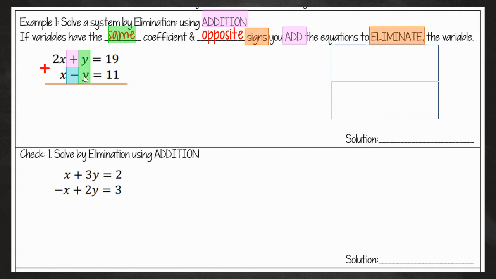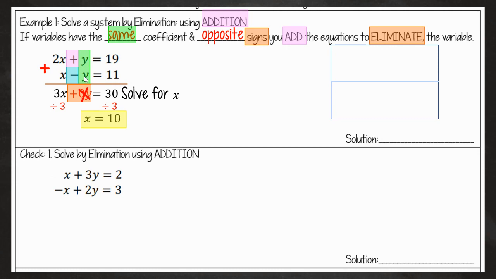So let's add these two equations together, and 2x plus x is 3x. If we have a positive y and add a negative y, we get 0y. So now that essentially cancels out or is eliminated. And then 19 plus 11 is 30. So now that we have our new equation, 3x equals 30, now we can solve for x. So we divide by 3, and x is equal to 10.